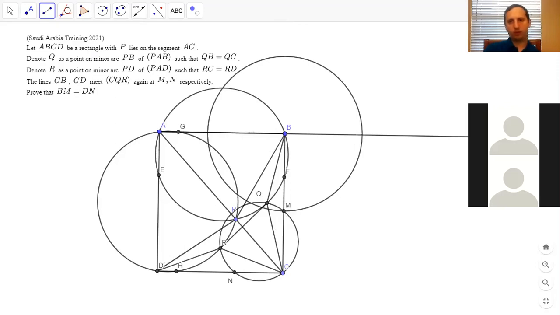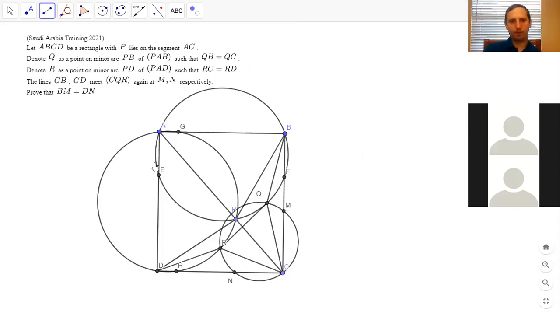For those of you that joined recently, we're still on our first problem. So we have a rectangle ABCD. P is any point on the diagonal. Then we draw the circumcircles PAB, and then, you can read it in the question, BQC and DRC are isosceles. And then the circumcircle of CQR intersects the sides at M and N. And we want to show BM is equal to DM.